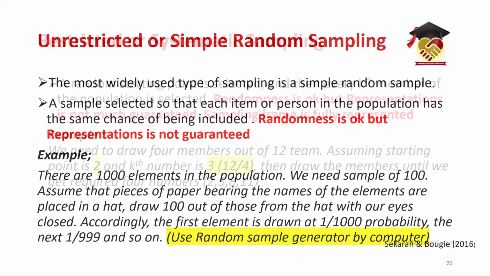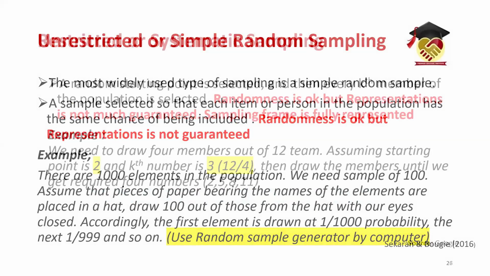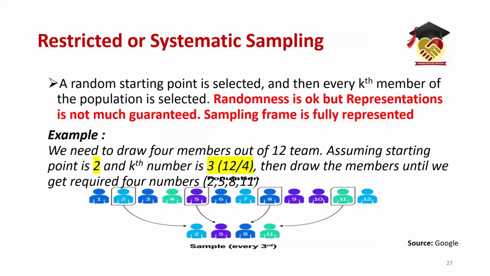Okay, so this is the next one: restricted or systematic sampling. Again, it is random sampling. For example, you have how many? 12, right? You have to draw 4 members out of 12.